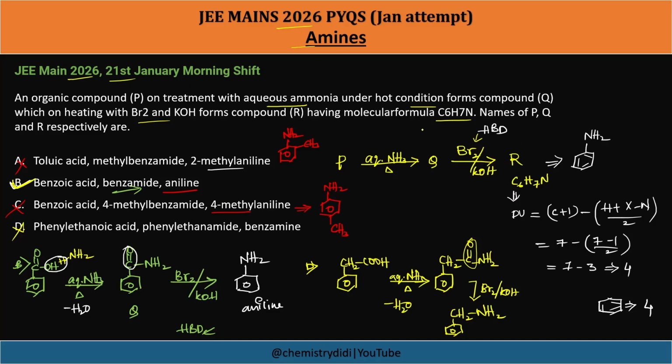They have given the molecular formula C6H7N. We did the reverse engineering and got to know that R will be aniline. We have checked the options, eliminated the options accordingly, and then got the right answer. So this is how you need to check each and every option, and you can eliminate easily. I hope you have understood. For explaining it to you, I took this much time, but if you solve it on your own, it won't take that much time. So that's it.